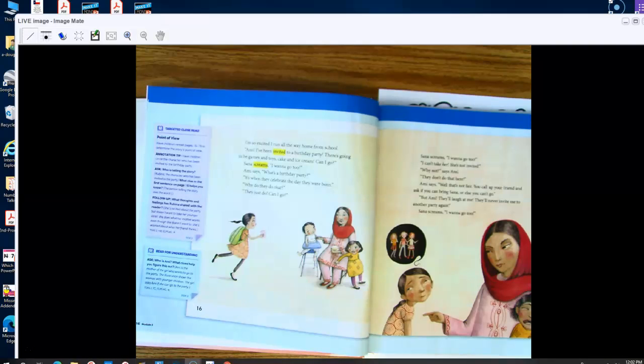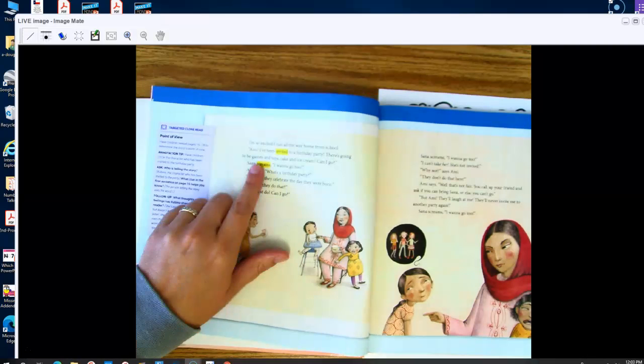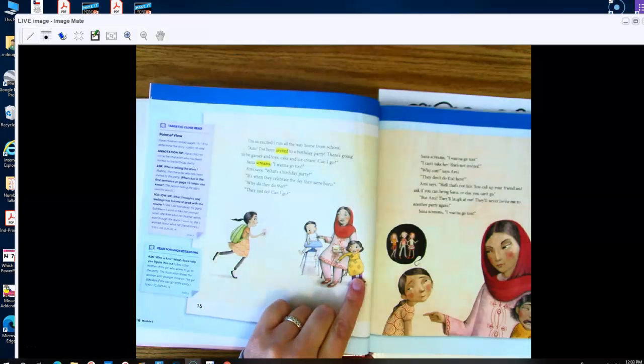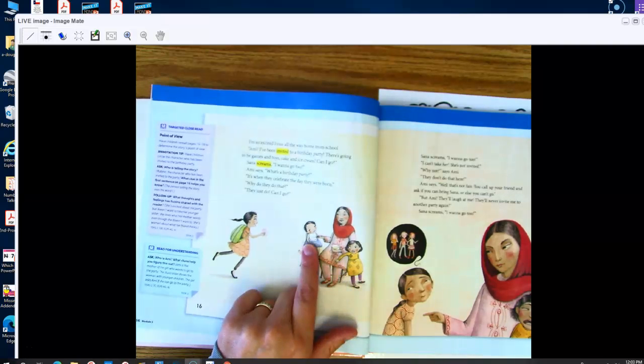So what do you think, using our clues to help us comprehend? Who is Ami? Who's Ami, Gracie? Her sister or her mom? Okay, what do you think, Xavier? The baby, but Ami talks. She says Ami, and then Ami says, what's a birthday party? Okay. Maybe her little sister that's hugging her mom. Okay, but we hear Sana scream, I want to go too. So that's probably this sister. This sister probably can't talk.